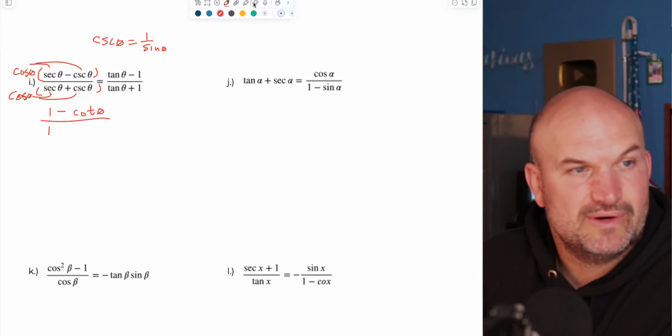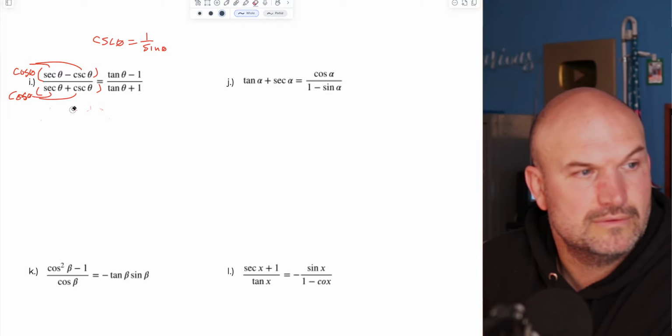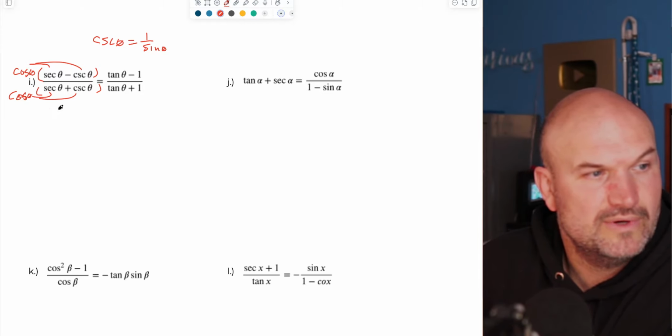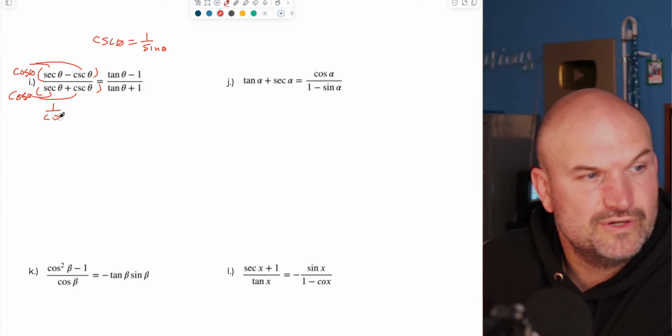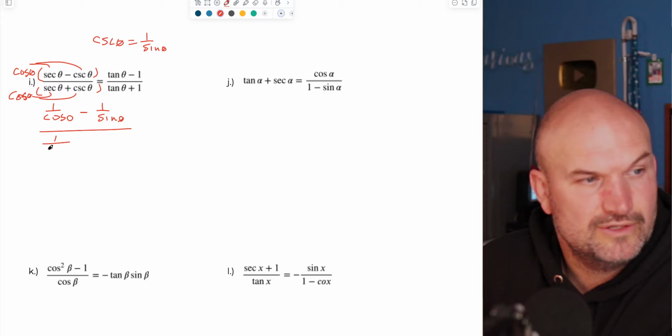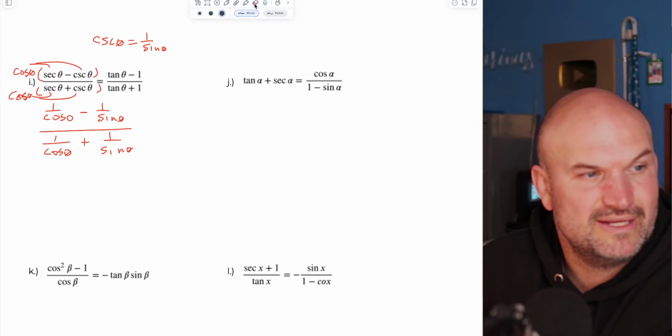So actually, let me just rewrite those. So if I rewrite this as 1 over cosine of theta minus 1 over sine of theta, divided by 1 over cosine of theta plus 1 over sine of theta. You know what? Forget that. Why am I doing this with cosines? That doesn't make any sense. I want to create a tangent.